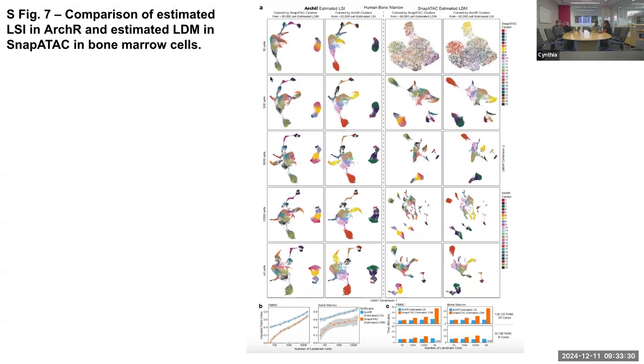So we can see here the different number of cells used for this. And again, working with a small number of cells, it is really difficult for SnapATAC to catch this information. It looks like working with 500 cells and beyond, the tools indeed can catch some biological information.